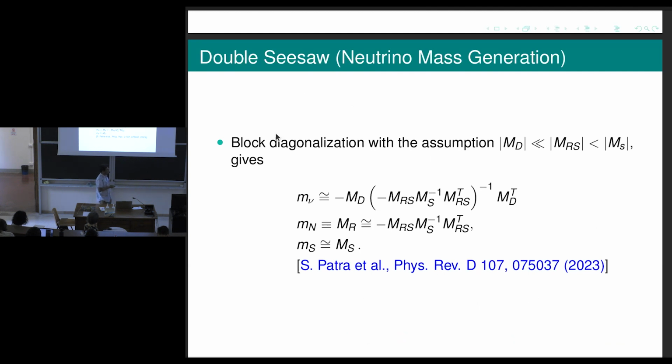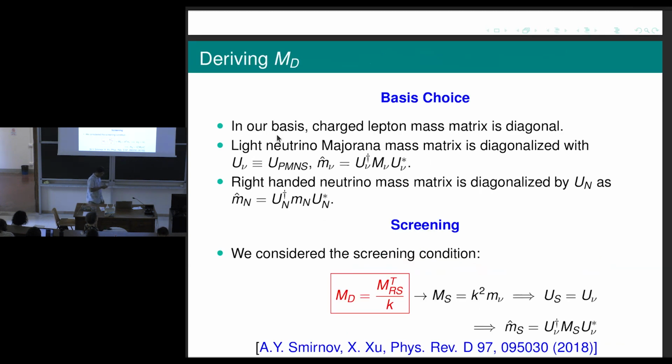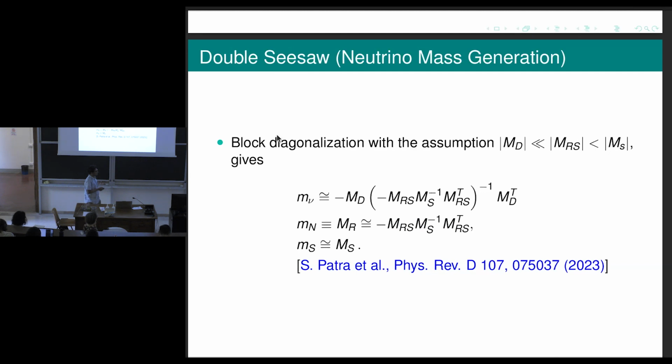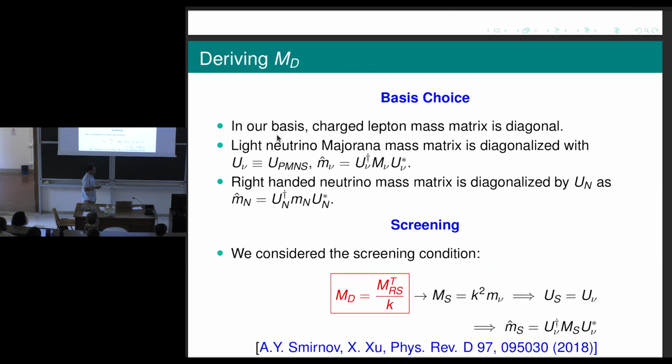In the literature, if M_D and M_RS are related by some discrete symmetry, then we can directly find that the matrix which diagonalizes the light neutrino is directly proportional to that of the sterile neutrino. This is called screening, and it was proposed by these people. It is basically the cancellation of the Dirac structure. If M_D and M_RS are proportional, then the matrix which diagonalizes the light neutrino masses and the sterile neutrino masses are the same.